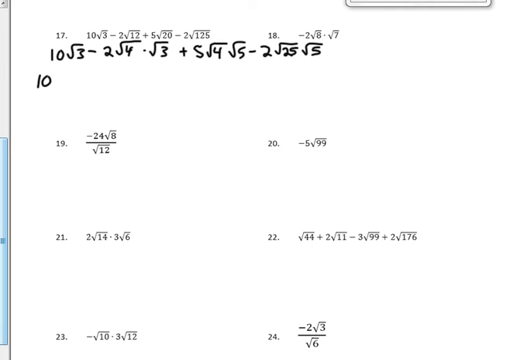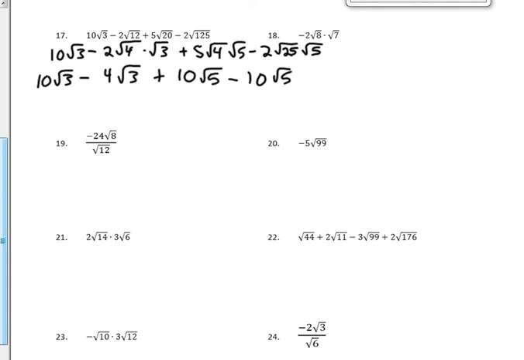10 square root of 3, nothing happens. 2 times the square root of 4, well, the square root of 4 is 2, so I've got 2 times 2, which is 4. 5 times the square root of 4, the square root of 4 is 2, so I have 5 times 2, which is 10. 2 times the square root of 25, the square root of 25 is 5, so I've got 2 times 5 again, which is still 10, times the square root of 5.